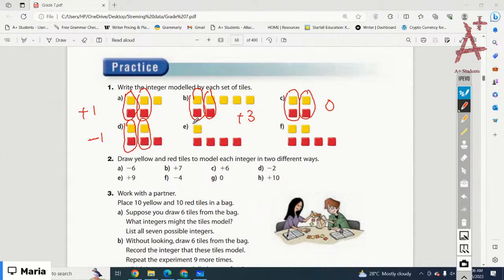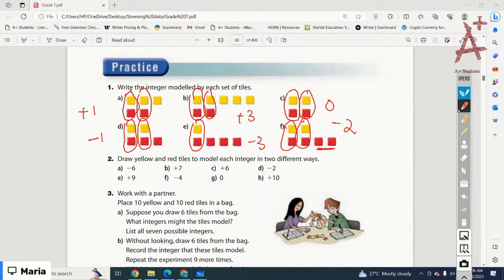Okay, for the E, you have a pair of red and yellow tile, and you are left with three red tiles. So red tiles represent the negative number, so it would be negative 3, right? Okay, a pair of red and yellow zero tile, a pair of zero tile, you are left with just two red tiles. Red tiles represent the negative number, so it would be negative 2, right? Okay, let's just start with question number 2.